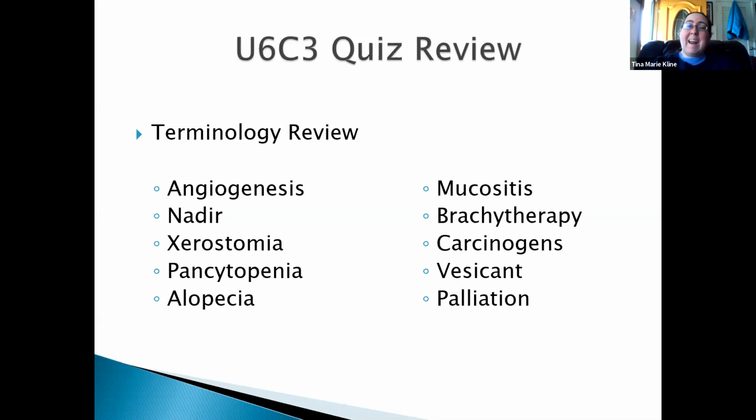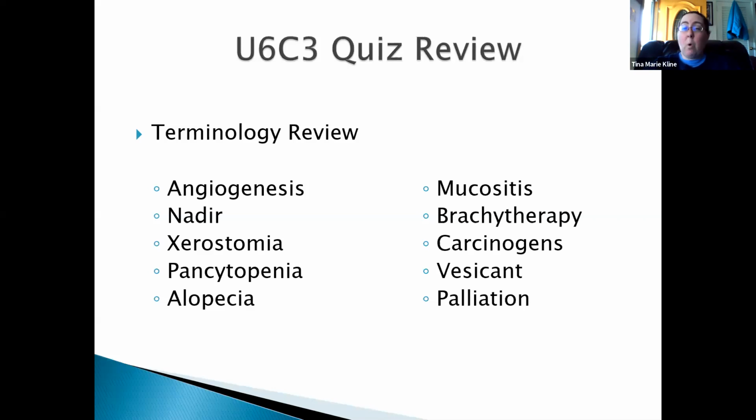Brachytherapy is another term for internal radiation therapy, and we'll talk much more about that because there are some very special protocols that go along with it. A carcinogen is simply a substance that is known to cause cancer or is thought to cause cancer. We know that cigarettes are carcinogens, particularly for lung cancer. A vesicant is a medication that is extremely caustic to the vessels, so it can cause a lot of irritation. And if that medication were to infiltrate with an IV infusion, it can literally cause necrosis of the tissue.